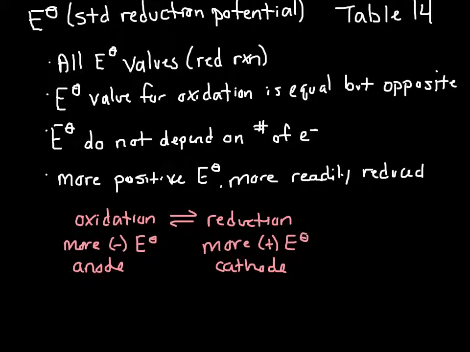Alright, so keep in mind, oxidation has the more negative E theta value. That is your anode. The reduction is the more positive E theta value, and that is your cathode. So now we're going to look at a series of ways in which to use these values mathematically and what they represent.